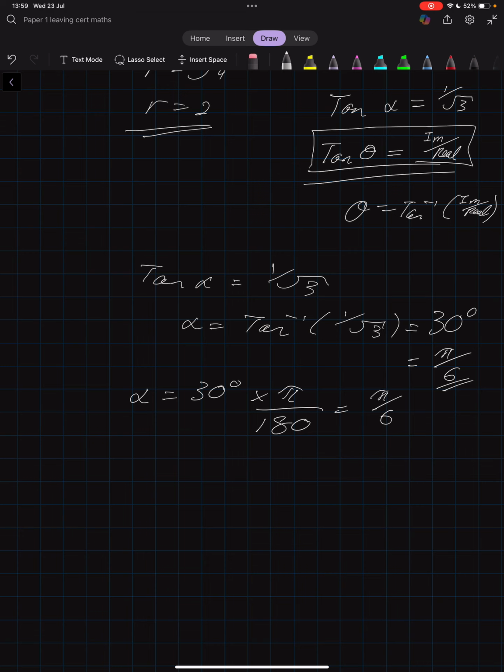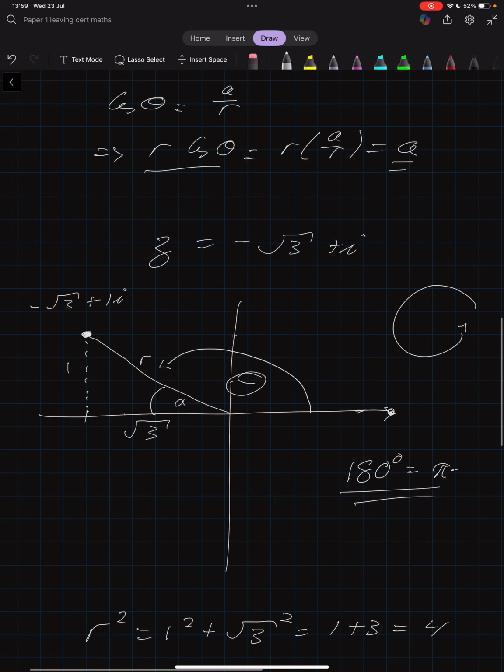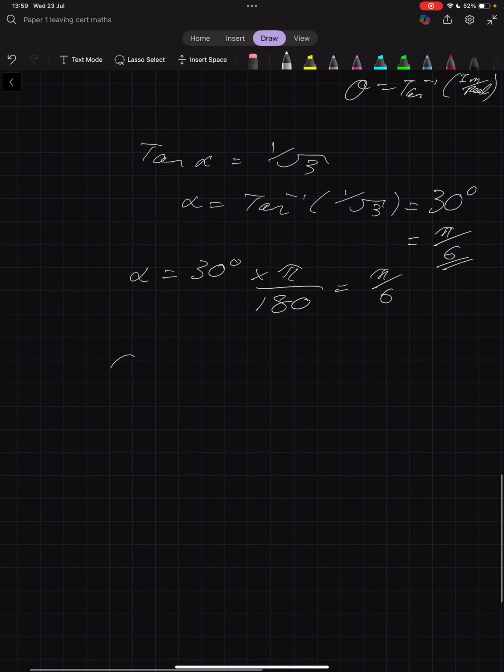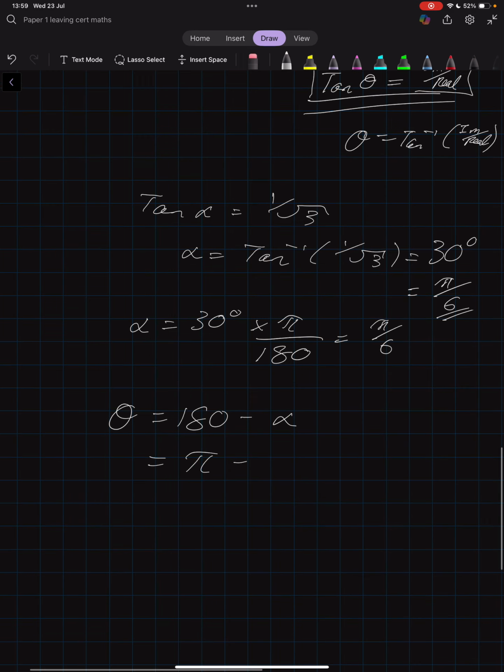So if alpha is pi over 6, then I can say theta is just 180 degrees minus alpha. So theta is 180 minus alpha. 180 is pi, alpha is pi over 6, so it's 5 pi over 6.